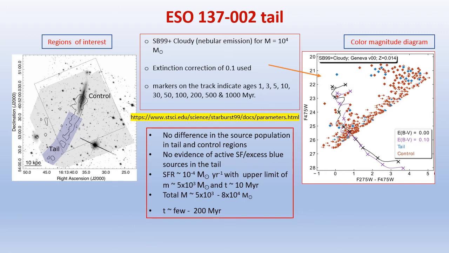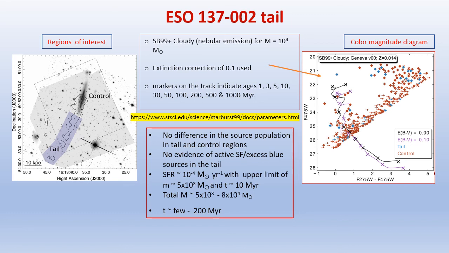Also, the 275 minus 475 color is a good age indicator, especially in combination with the 475. So we applied a simple stellar population model called Starburst99 with Kroupa IMF and Geneva zero rotation track with 0.014 metallicity. The plot shows two tracks here, with and without extinction. Based on these tracks, we can put an upper limit on the mass of young star clusters in the tail, which is around 5.2 times 10 to the power 3 solar mass at 10 million years, and around 7.6 times 10 to the power 4 solar mass at 100 million years.